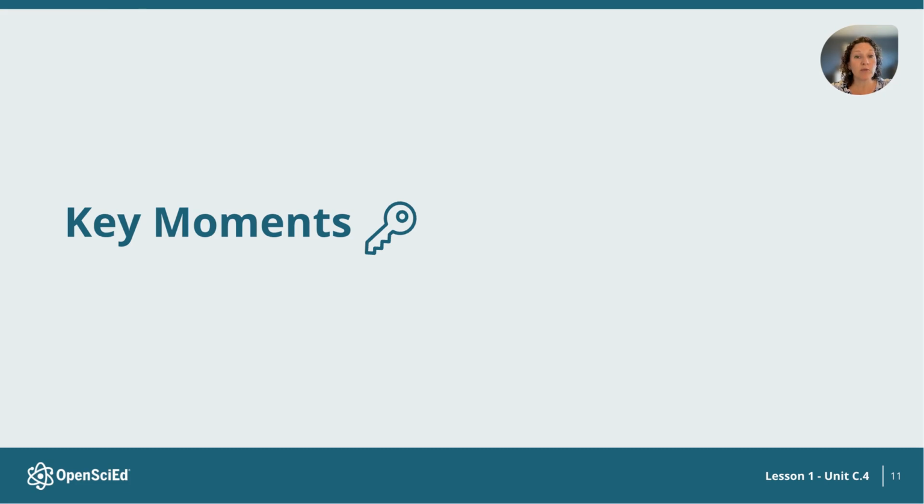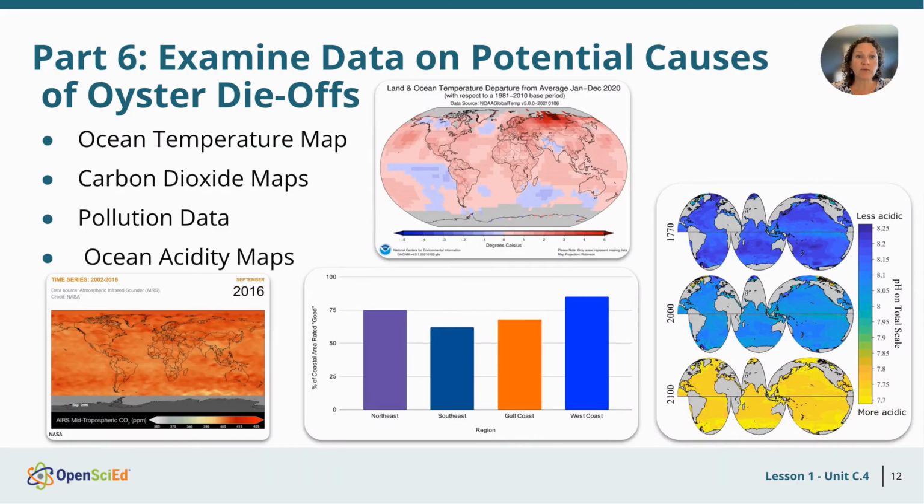Now for a few key moments. After watching the videos in the beginning of this lesson, students are wondering what could be causing the oysters to die off suddenly. So this brings us to the key moments in part 6, where the students will attempt to make sense of the phenomena by examining data on potential causes of oyster deaths. Later on in part 9, they'll share out their findings about this data.